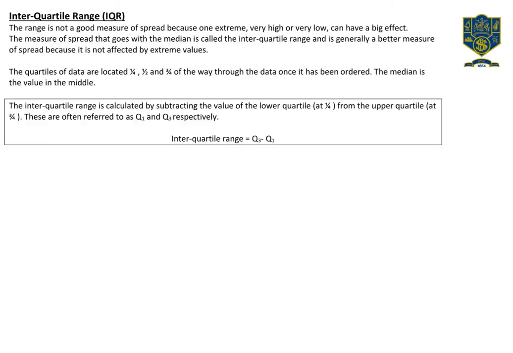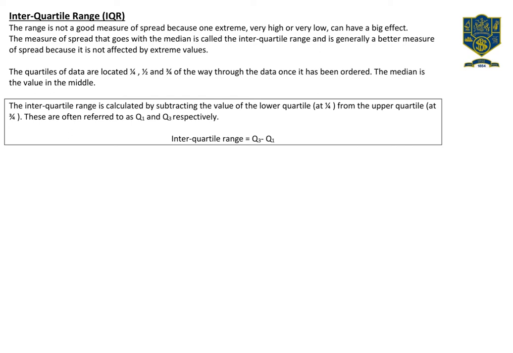Now, when we're looking at range, which is the biggest value minus the smallest value, this is drastically affected by extreme, so very high or very low, values. So the measure of spread that goes with the median, which isn't affected by those extreme values, is the interquartile range, which is generally a better measure of spread.